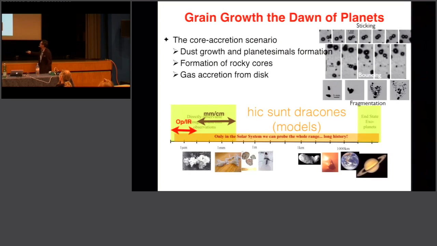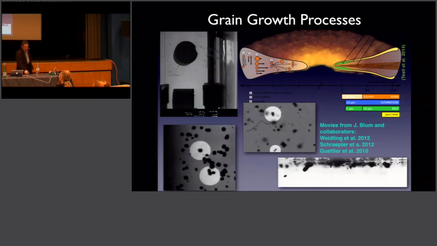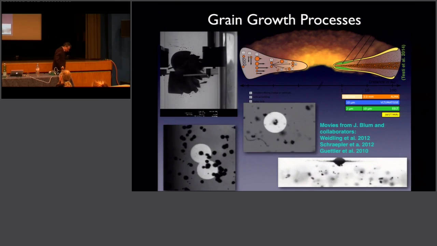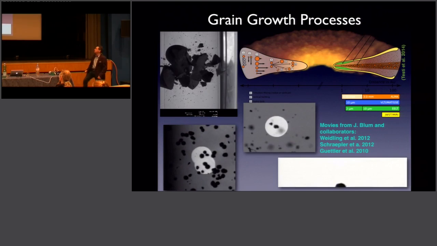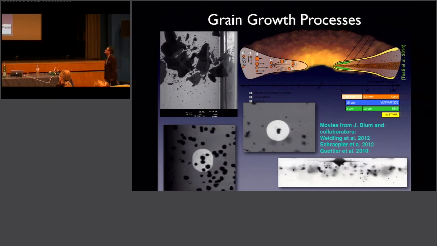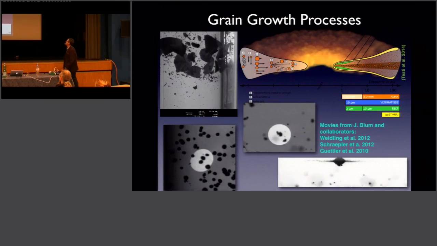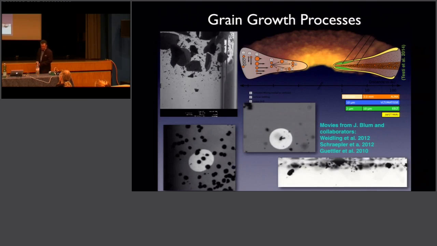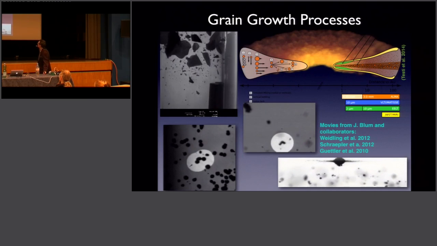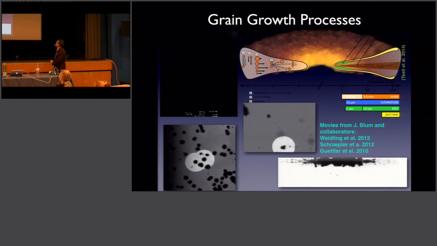So essentially, observing objects that are between 1 meter and several kilometers is not going to be possible very easily. Okay, so inside the disk there are a lot of processes going on when grains collide. We have seen this. I thought that I could show these movies of these experiments on the dust collisions that have been described by Willy.